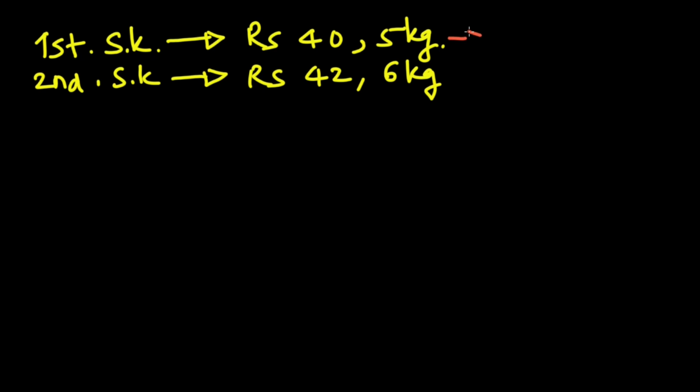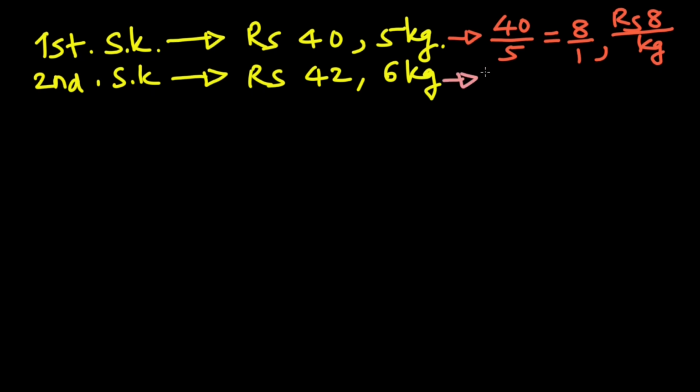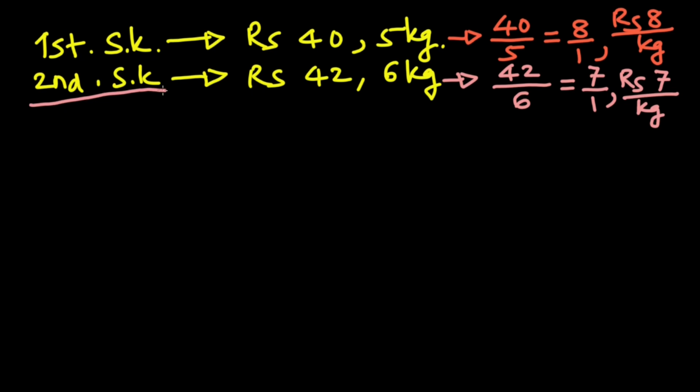The rate of tomato with the first shopkeeper will be 40 ratio 5, which will be 8 ratio 1, that is rupees 8 per kg. The rate of tomato with the second shopkeeper will be 42 ratio 6, that will be 7 by 1. So the rate of tomato here is rupees 7 per kg. So the second shopkeeper sells the tomatoes cheaper.